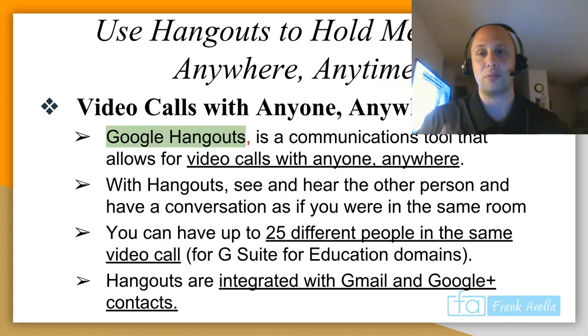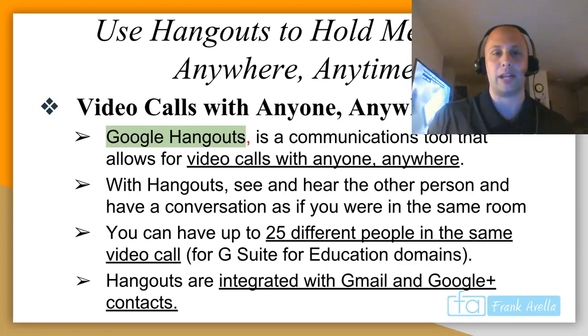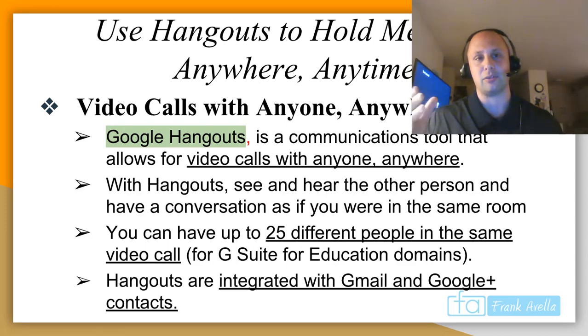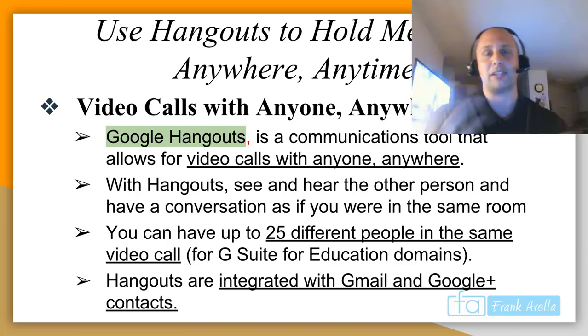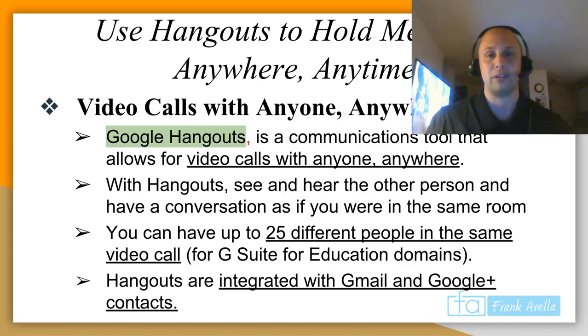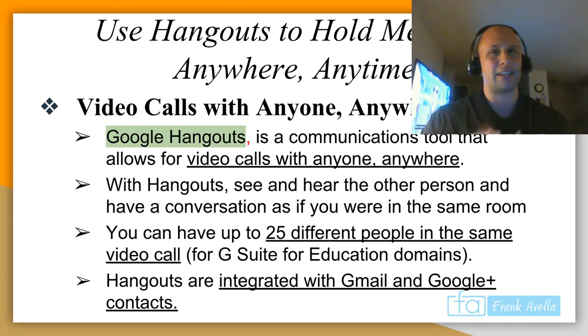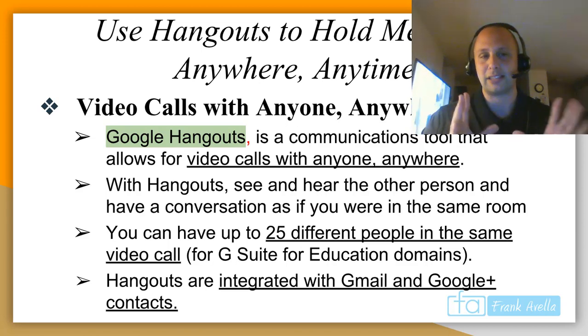So Google Hangouts is a communication tool, just like Calendar, and allows for video calls with anyone, anywhere. With Hangouts, you can see and hear the other person and have a conversation as if you're in the same room. And the best way to communicate with anybody is face-to-face. Oh, excuse me, in person. Right? So many times there's problems with emails and text messages. You can't really get the connotations and things like that. So that's the best way.